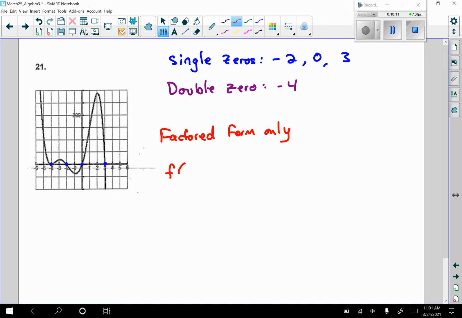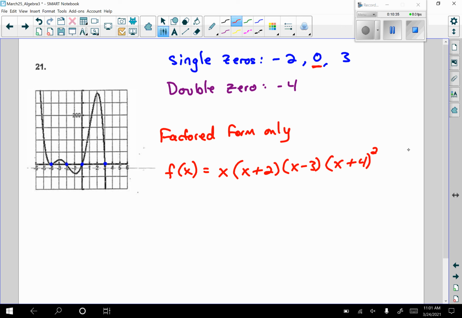So we start by writing f of x is going to equal. Now I always like to start, if there is an x-intercept of 0, I always want to start with that first because that means we just have a factor of x. Then I'm going to start with the x minus the -2, so we're going to have an x plus 2 and x minus 3. Now for this double 0, this will turn into an x plus 4 because it's double. We're going to put an exponent there.